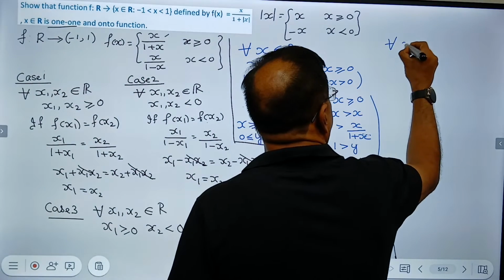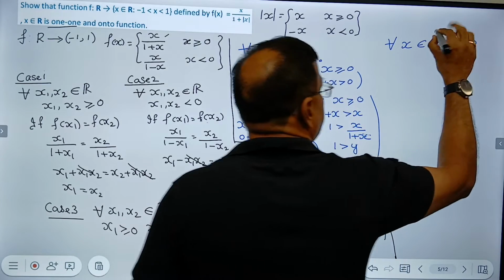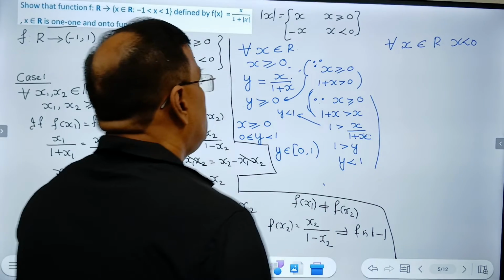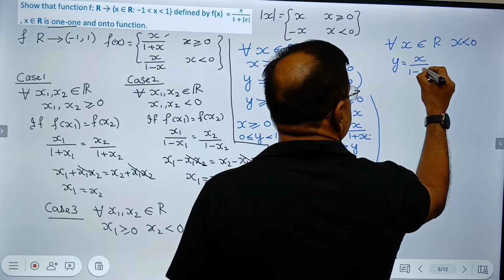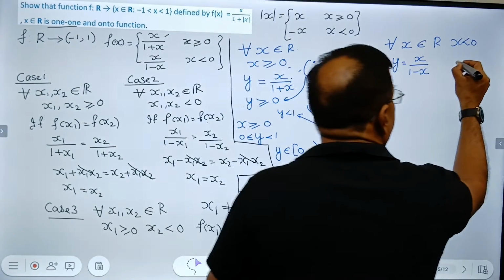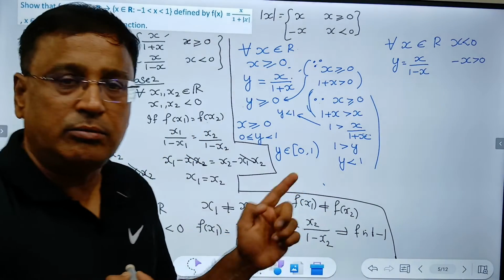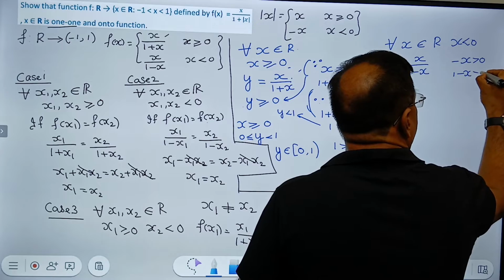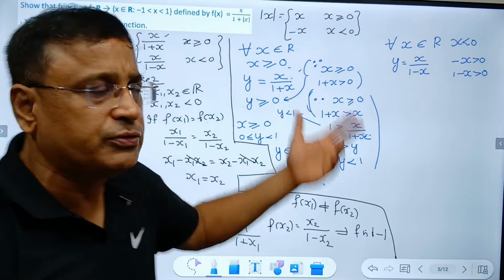For every x belongs to R, where x is negative, watch this carefully, this is slightly complicated. X is negative, okay. What is my function? My function is x by 1 minus x. Correct? Now x is negative. So what do you say about minus x? Minus x is positive. Correct? When x is negative, minus x is positive. What do you say about 1 minus x? 1 minus x also will be positive, greater than 1.